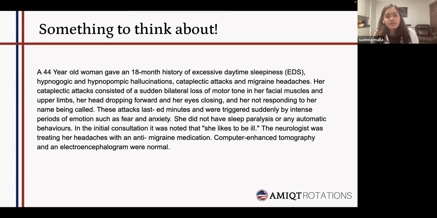She did not have sleep paralysis or any automatic behaviors. In the initial consultation, it was noted that she likes to be ill, but it was not taken note of. And the neurologist was treating her headaches with an anti-migraine medication. Computer-enhanced topography and EEG were normal.